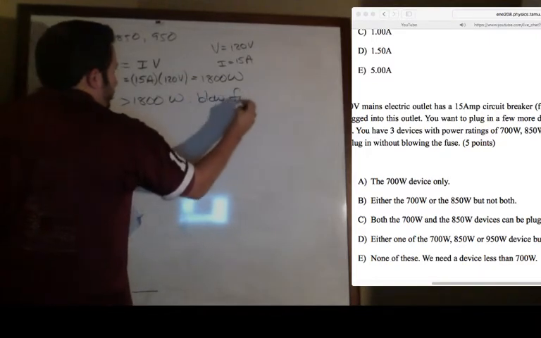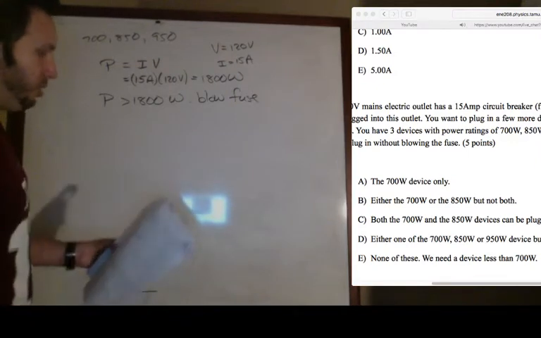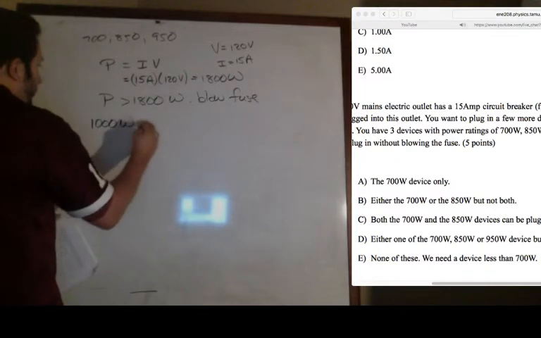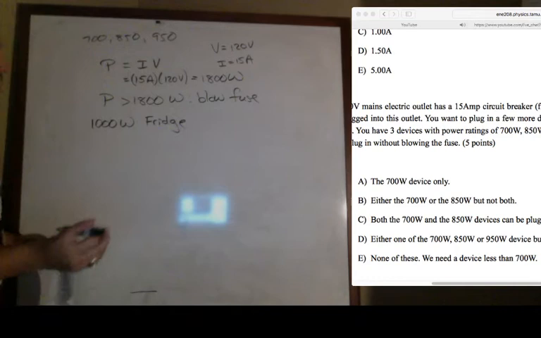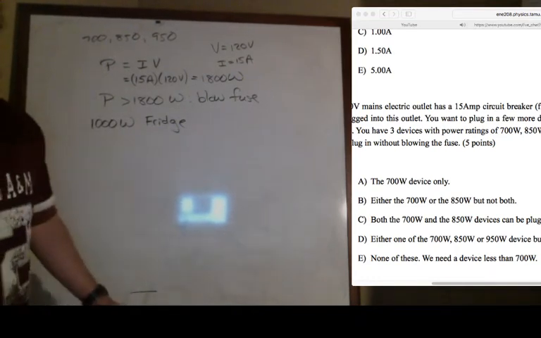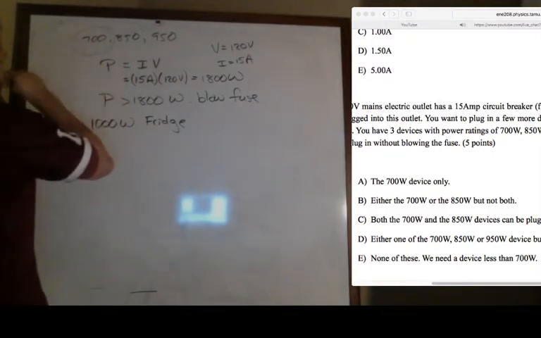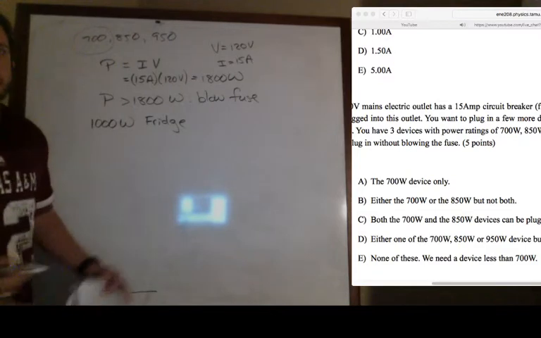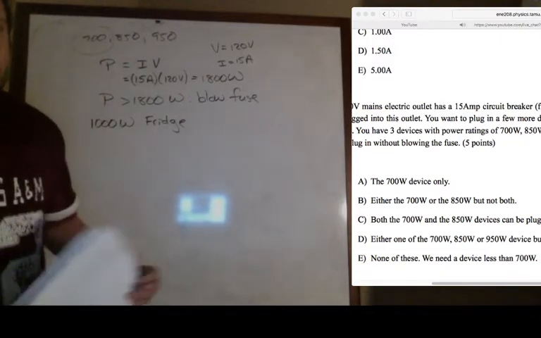So your fuse will blow if you have too much power connected to it. And so we already have a 1000 watt refrigerator. And so anything more than 800, and this is going to blow. And so that's why you can only connect the 700. If you connect the 850, or if you connect the 950, you're going to blow your fuse. And so that's why in this example, it's going to be only the 700. And so that's going to be A.